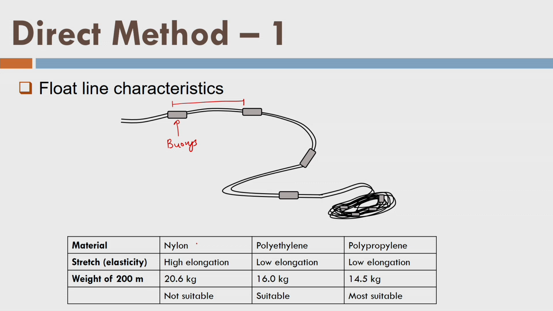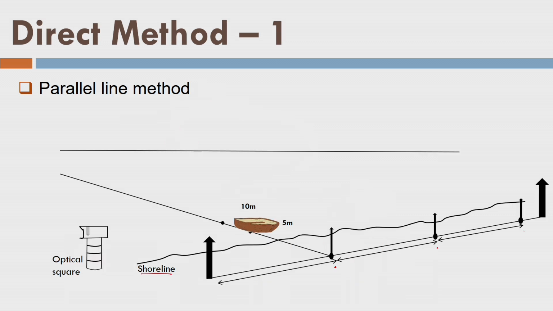Fine. So, if you see here, there are three types of material available: nylon, polyethylene and polypropylene. Most appropriate is polypropylene here. You can see that the total weight of the 200-meter line is only 15 kg or close to 15 kg. So, it is most suitable. It is very lightweight basically. Fine.